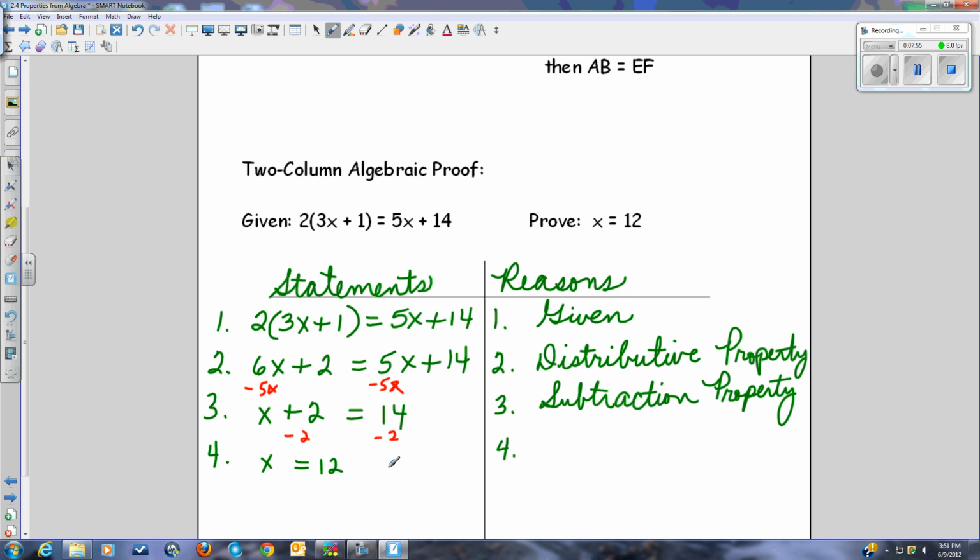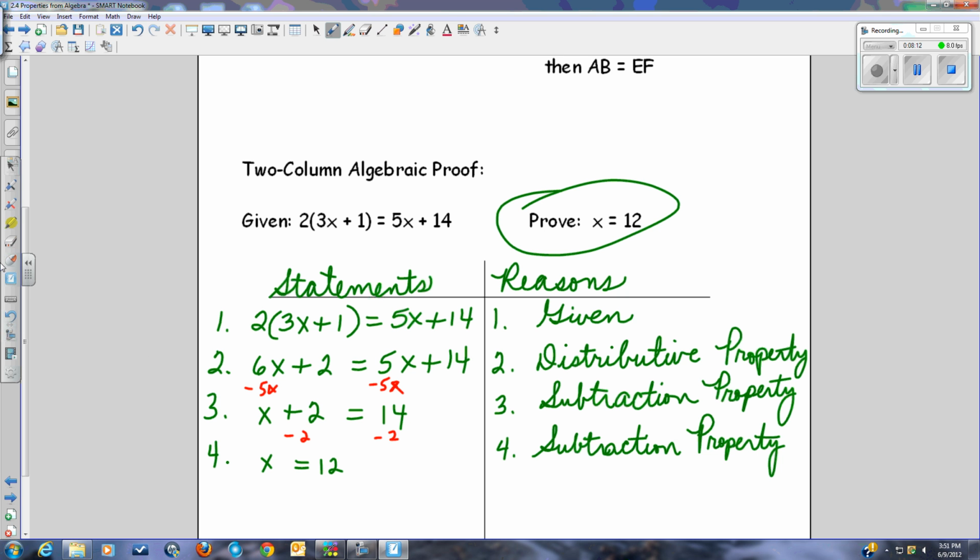The reason we got to that last step was we did what? We subtracted from both sides, so we used that subtraction property again. And we've ended up with what we were trying to prove, so we're all done. Let's go on to the next page.